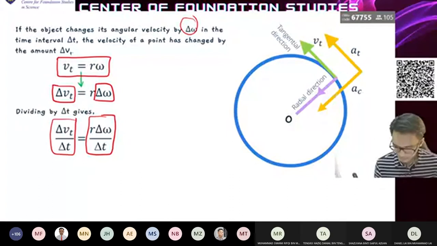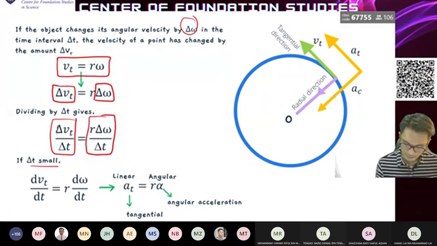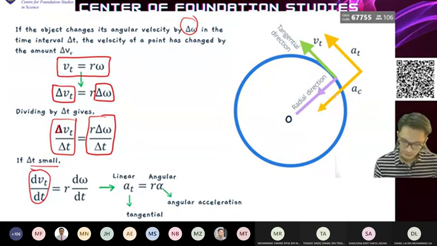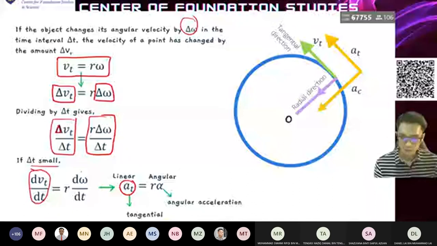Then what happened is we know that the changes of the velocity with respect to time, kita akan dapat acceleration. Okay, if we divide by delta t is too small, the delta sign ni akan change kepada kita punya differentiation punya sign. Okay, then kita tahulah the changes in the velocity with respect to time adalah tangential acceleration. And then the angular acceleration is the changes in the angular velocity with respect to time.